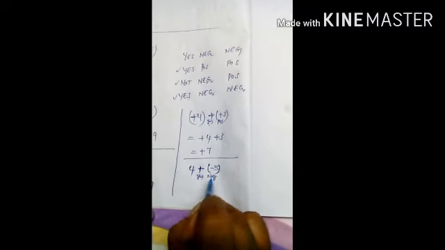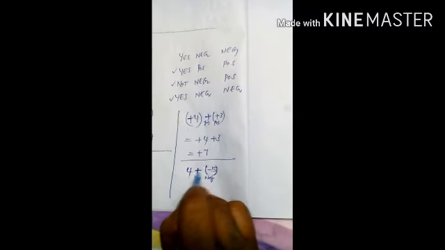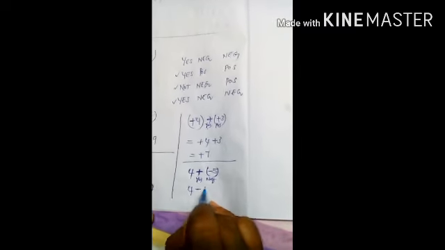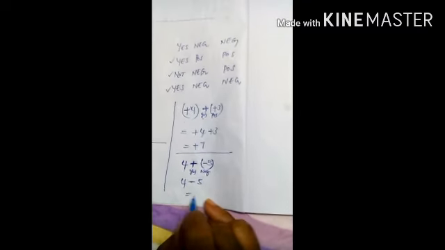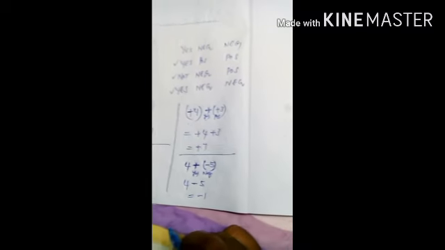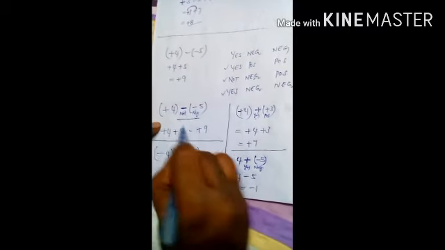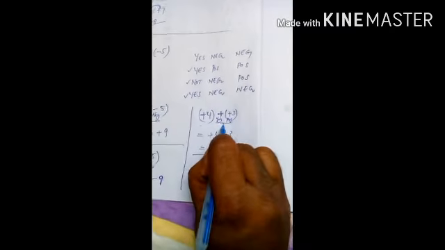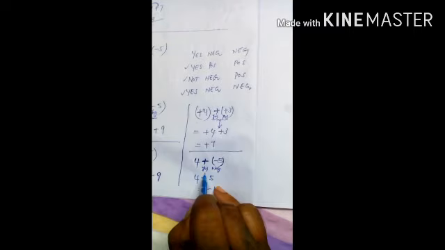Here also, 4 plus minus 5. Again I am using the sign. This first symbol is positive, the second symbol is negative. That's why 4 minus 5, the answer is minus 1. Don't confuse. Not the first sign; if the bigger number is negative, the answer is negative, and if the bigger number is positive, the answer is positive.